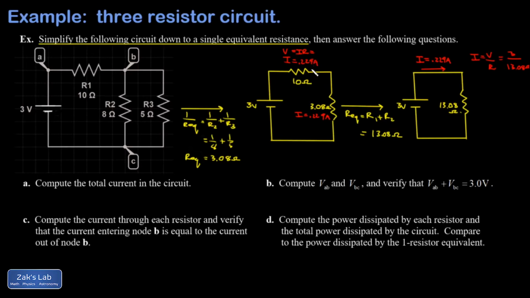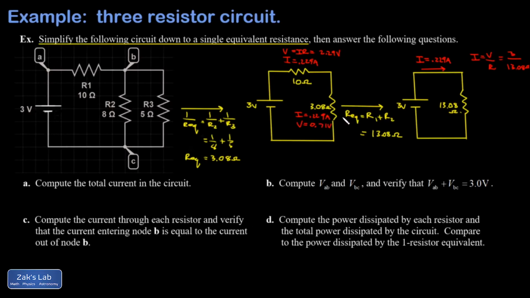That's 0.229 amps multiplied by 10 ohms for this top resistor, and that's 2.29 volts. For the bottom resistor, it's going to be 0.229 amps multiplied by 3.08 ohms. And if I just round to the same decimal point, that's 0.71 volts.